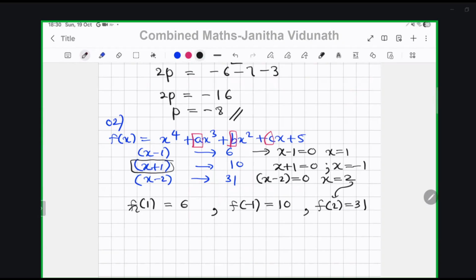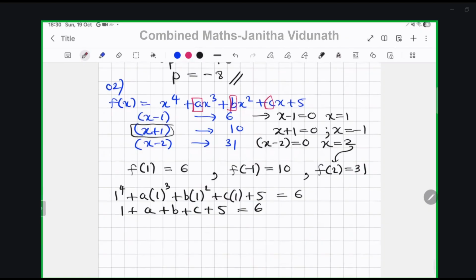Now, f(1) means 1 to the power 4 plus A times 1 to the power 3 plus B times 1 to the power 2 plus C times 1 plus 5 is equal to 6. From here, 1 plus A plus B plus C plus 5 is equal to 6. From 5 and 1, we will get 6. That means A plus B plus C needs to be equal to 6 minus 6, that means 0. Then our first equation is A plus B plus C is equal to 0.